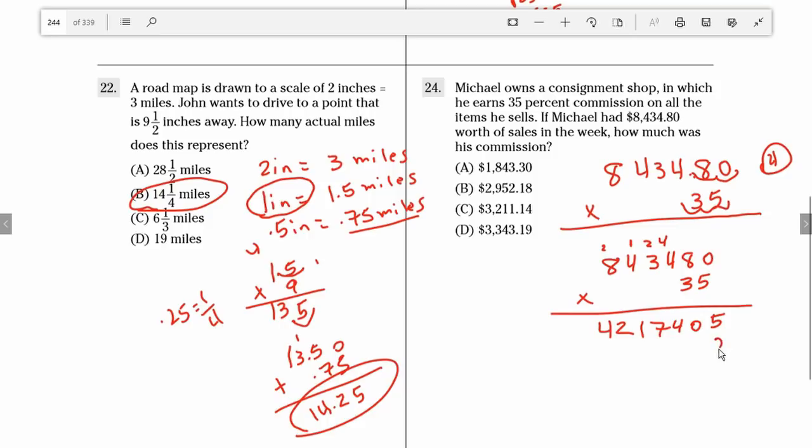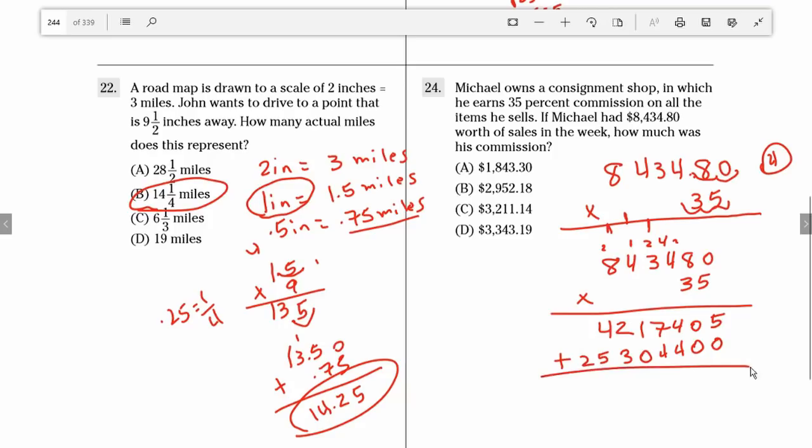Alright, add a 0 since we're starting this second row. 3 times 0 is 0. 8 times 3 is 24. Carry the 2. 4 times 3 is 12, plus 2 is 14. Carry the 1. 3 times 3 is 9, plus 1 is 10. Carry the 1. 4 times 3 is 12, plus 1 is 13. Carry the 1. 4 times 8 is 24, plus 1 is 25.